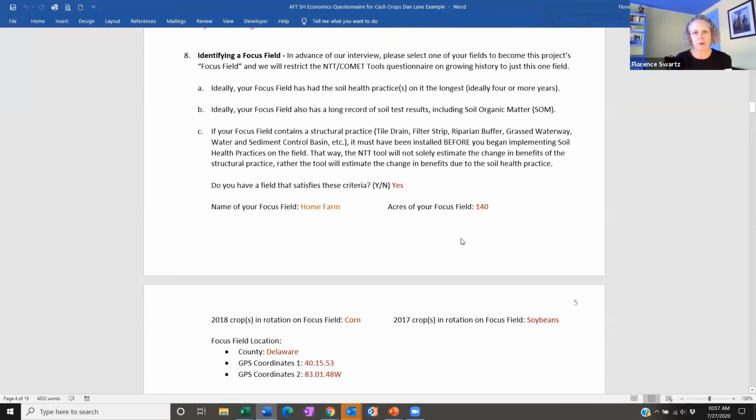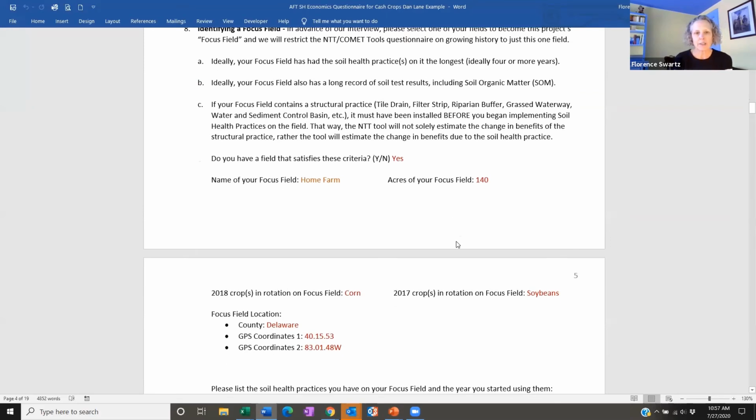This is being used for the environmental analysis, and it talks about wanting to make sure that if there were structural practices installed on that field, they were installed before they began using the soil health practice on the field. We don't want to muddy up the results by having some structural change that went in, you know, maybe they put a grass waterway in partway through the period of the analysis. We really can't have that going on, so whatever focus field they pick needs to be pretty stable in terms of those structural practices. We just want to see what happened because of the soil health practices being adopted.